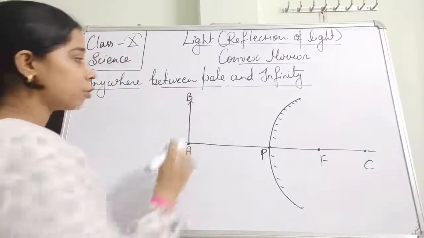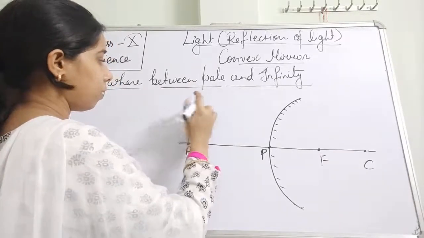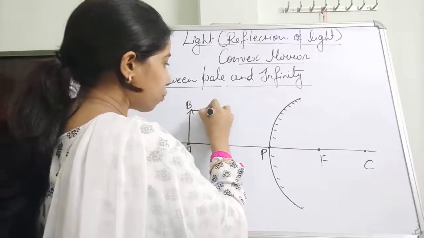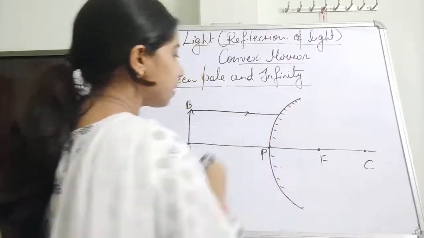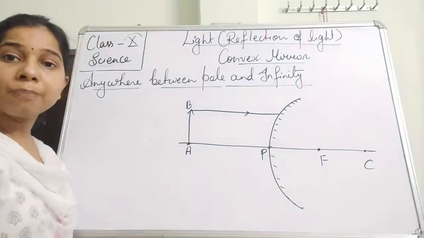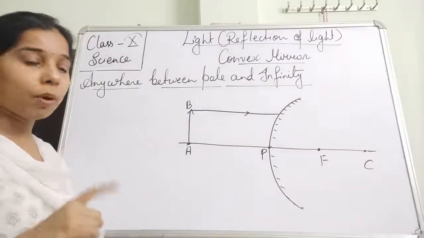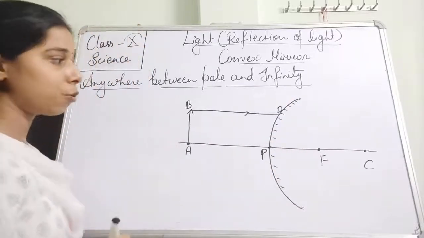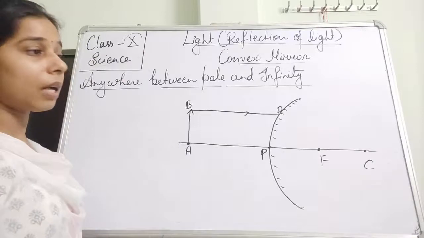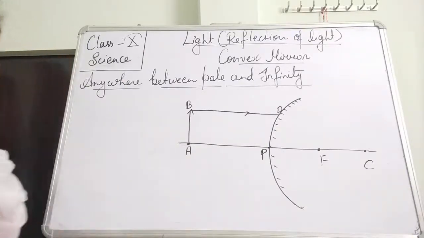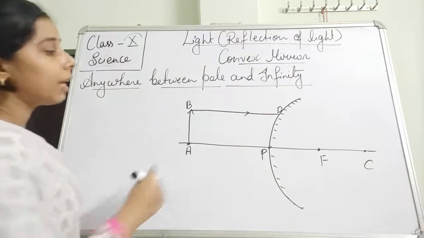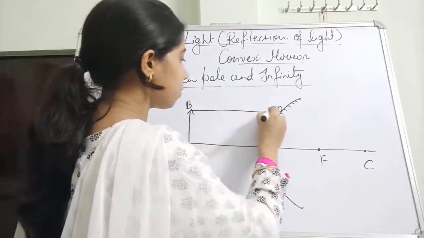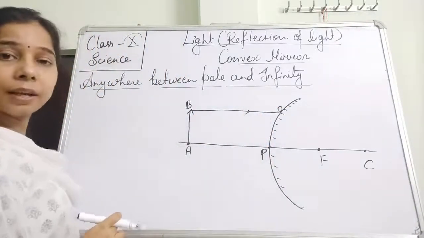Now what will happen? First of all, this ray. One of the rays goes from this side, parallel to the principal axis. And you know that if it is parallel, what will happen? According to rule number 1, suppose this is B, and the ray strikes the convex mirror at point D. So a ray of light which is parallel to the principal axis hits the surface at D. It is parallel, students.